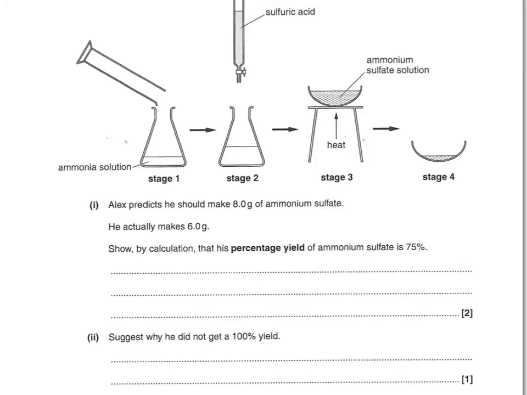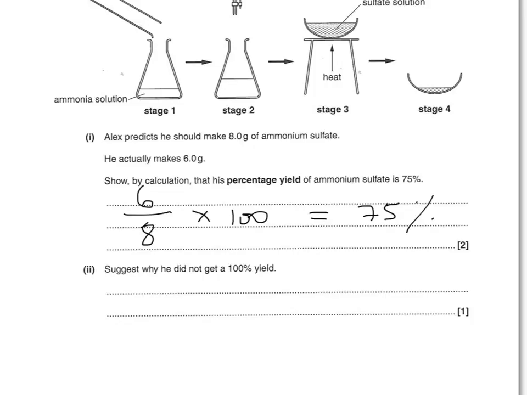So here, to work out percentage yield, you do the actual yield divided by the predicted yield, and then turn to percentage times by 100. So it would be 6 divided by 8 times 100, and that equals 75%. So that will get you 2 marks, just showing the calculation to get to 75%. Suggest why I didn't get 100% yields. There's lots of different ways you might not get 100% yield.